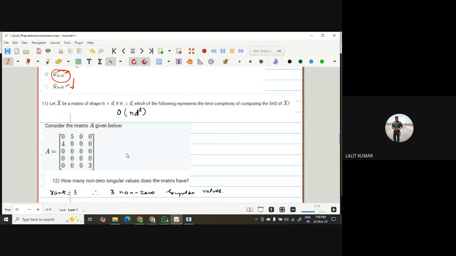Okay. Next question is let's X. Now from here the SVD concept has come. This was till LSH. Let X be a matrix of shape n into D. If n is greater than D, which of the following represents the time complexity?